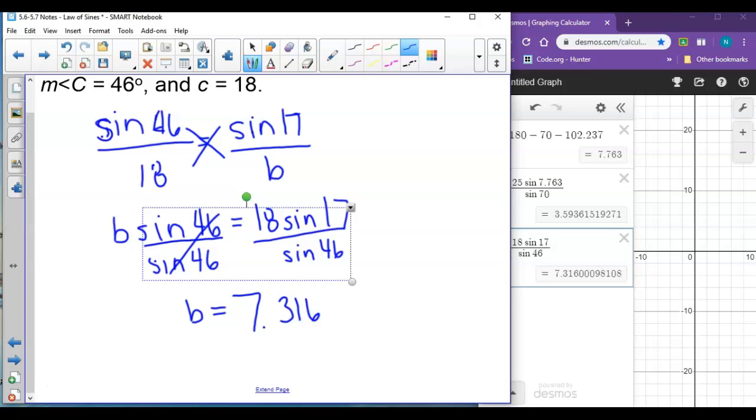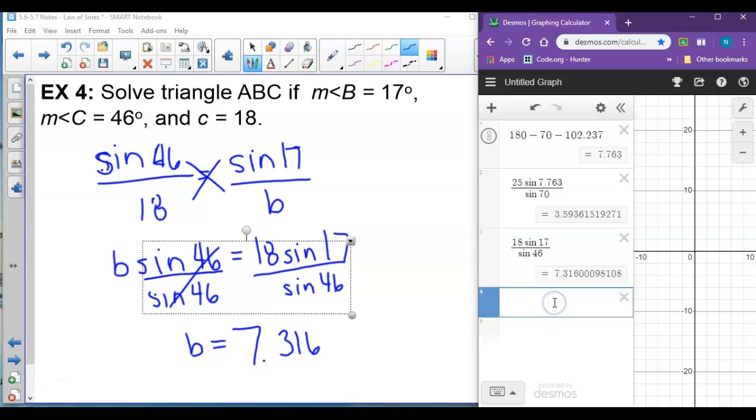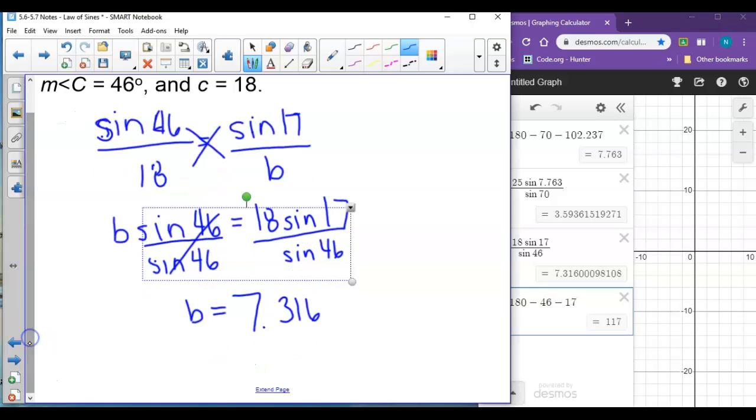For side B, I don't have to check anything else for that because this is not an ambiguous case. This is not an angle side problem because we've got two angles to start with. That finds side B. We also have to find angle A and side A. Angle A is really easy to find since we have the other two angles. We're just going to say 180 minus 46 minus 17, and we'll get 117. So angle A is going to be 117 degrees.